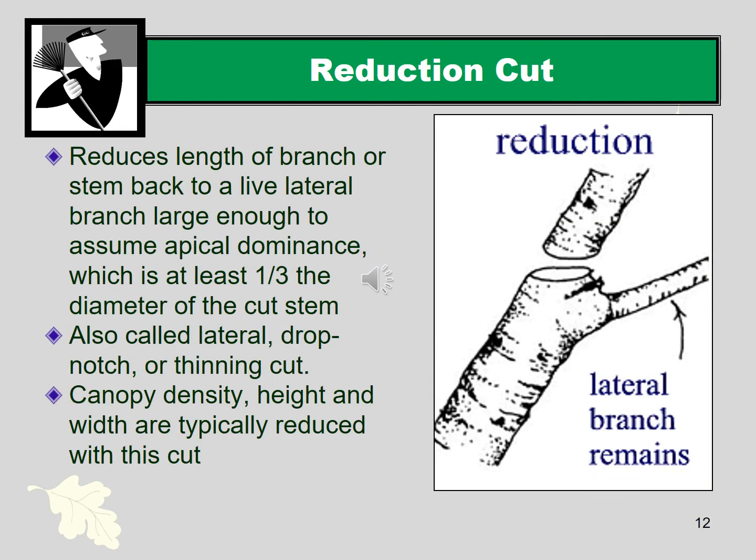Let me introduce to you the 3 types of cuts that can be used. These are the 3 main types. A reduction cut reduces the length of some branch and you cut it all the way back to the next live lateral branch that's large enough to assume apical dominance, meaning you're cutting that all the way back and that lateral branch then becomes the main branch when it grows some more next year. This is also called a lateral cut, a drop notch cut, or a thinning cut, and it's used to decrease the density of the canopy and also decrease the height and width.